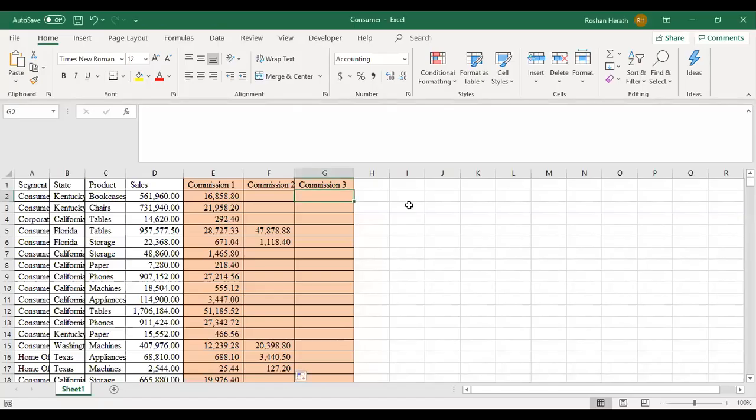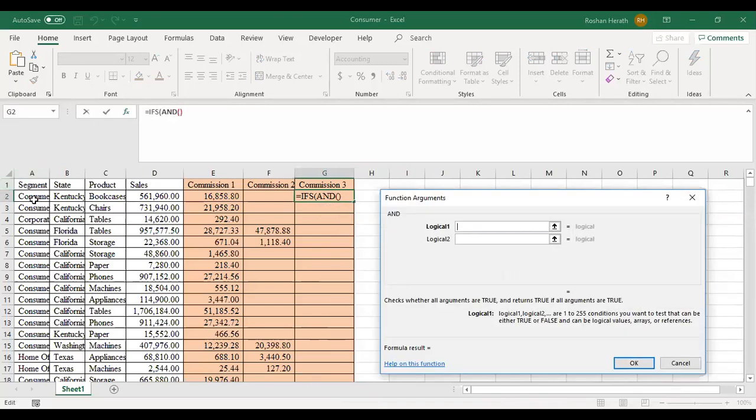Another way of doing this, we could have made use of the ifs function. As you did in the first case, you take ifs, then you take the and, because there are certain other conditions. Now we can expand it. The first one, we are checking whether this segment is consumer. Then we need to ensure the state, whether it is California. And the third test, the product has to be tables. So these are my three tests that must be satisfied simultaneously.